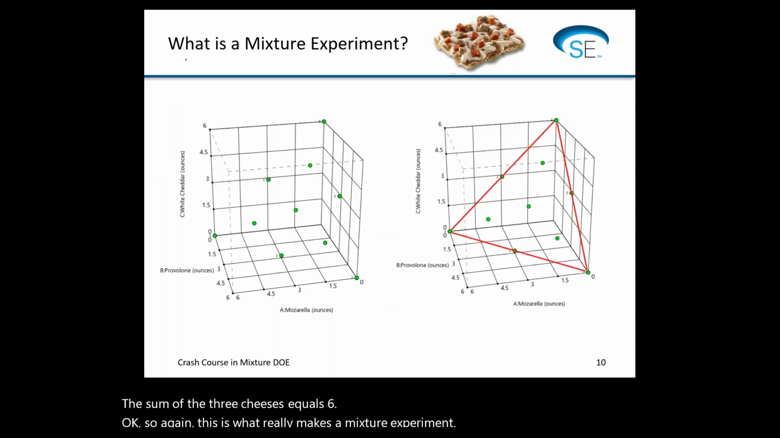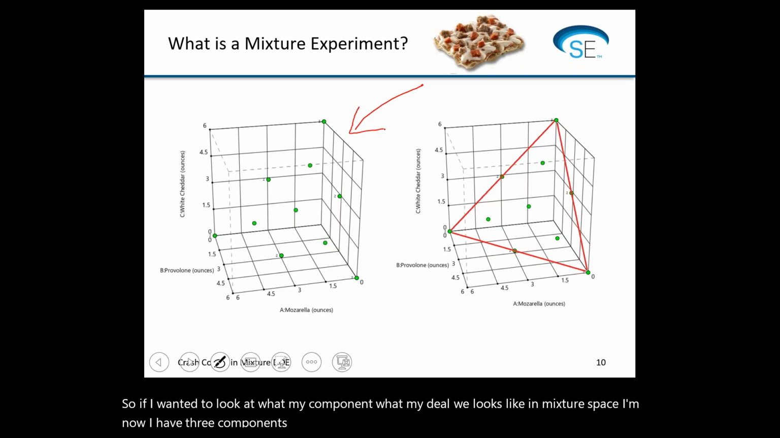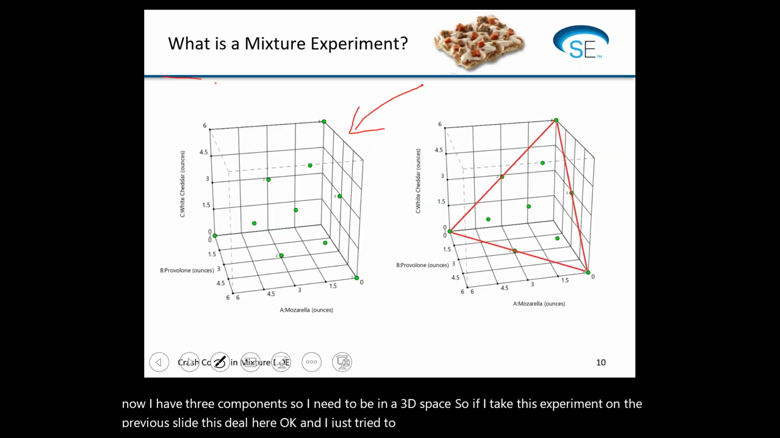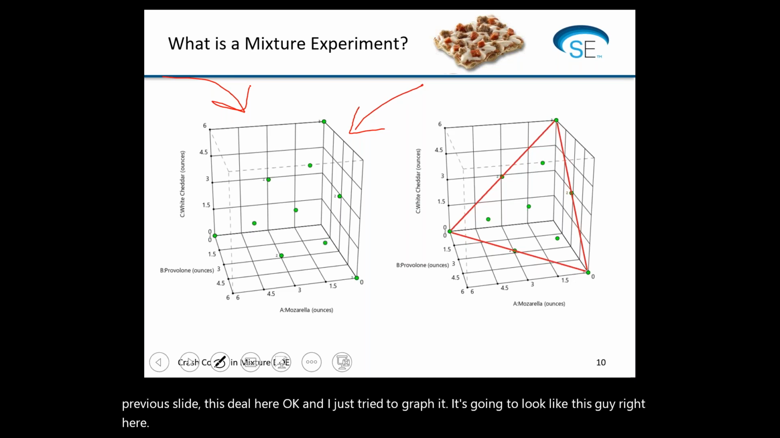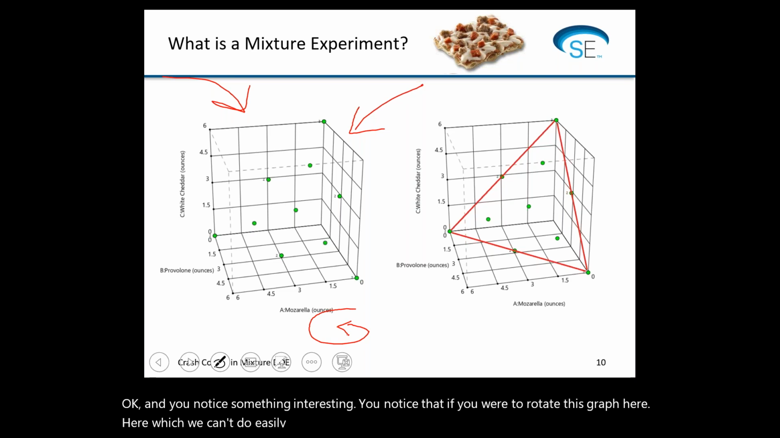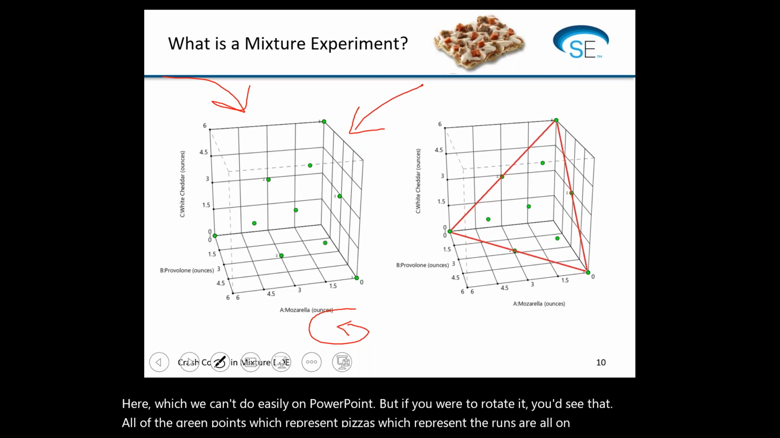So if I want to look at what my DOE looks like in mixture space, I have 3 components, so I need to be in a 3D space. So if I take this experiment on the previous slide, this DOE here, and I just try to graph it, it's going to look like this guy right here. Okay, and you notice something interesting. If you were to rotate this graph, which we can't do easily on PowerPoint, you'd see that all of the green points, which represent pizzas, which represent the runs, are all on a flat plane.